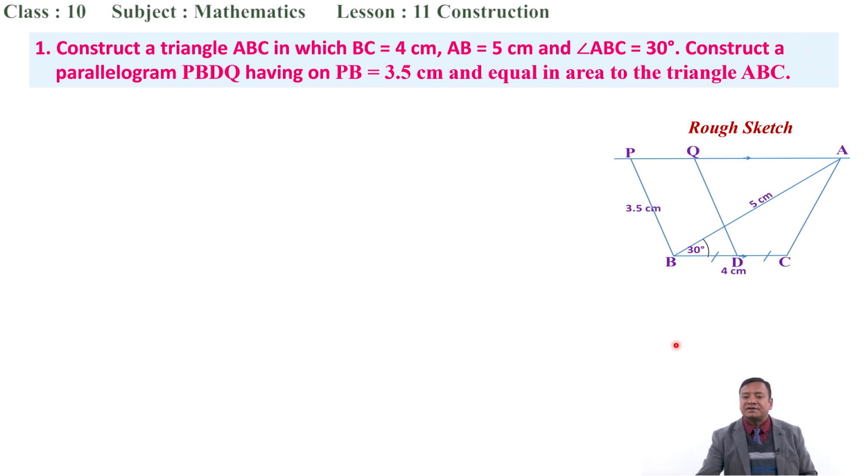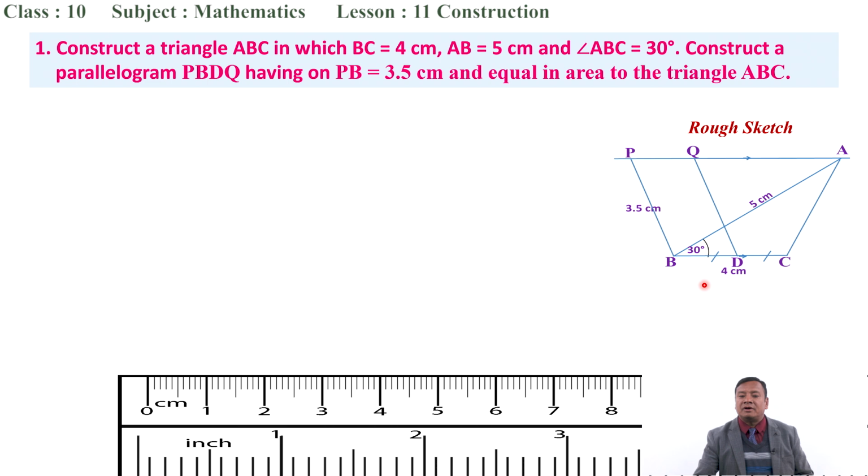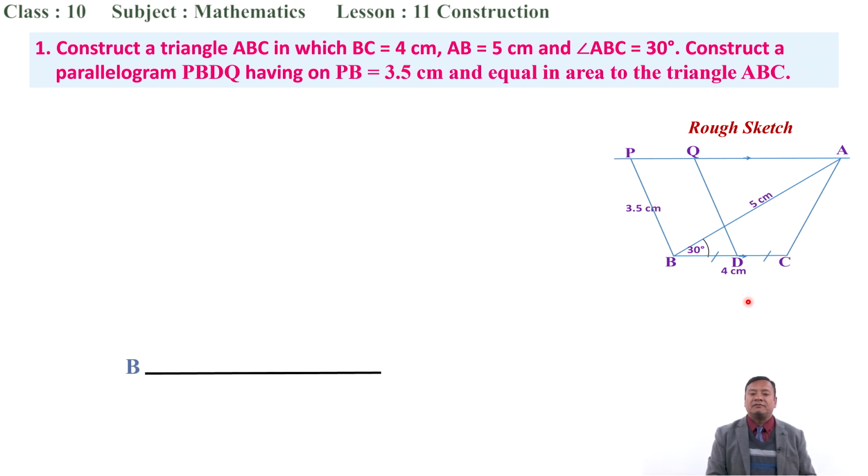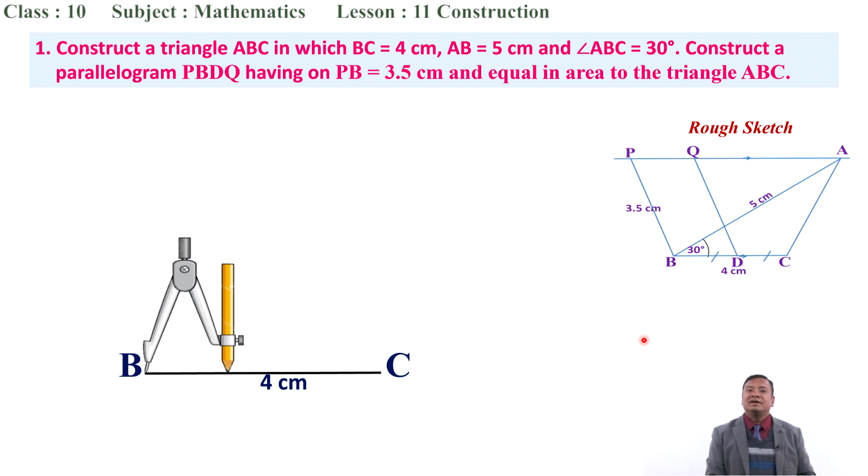According to this rough sketch, first of all we have to draw a line segment BC, right, whose measurement is 4 centimeters. So we have to draw a line segment of measurement 4 centimeter. You can name it BC because here we have mentioned the name BC. So BC is 4 centimeter. Yes, and after this, now we have to make a 30 degree angle at point B. So at the point B, we have to make an angle of 30 degree here.